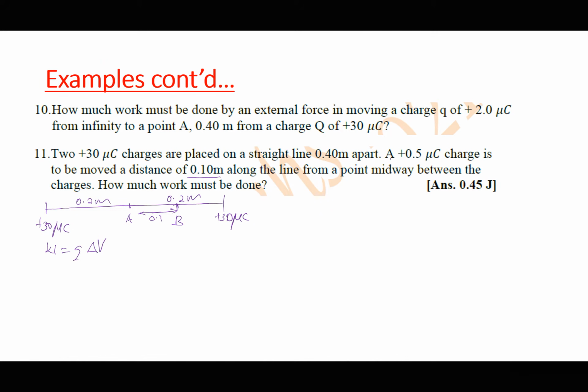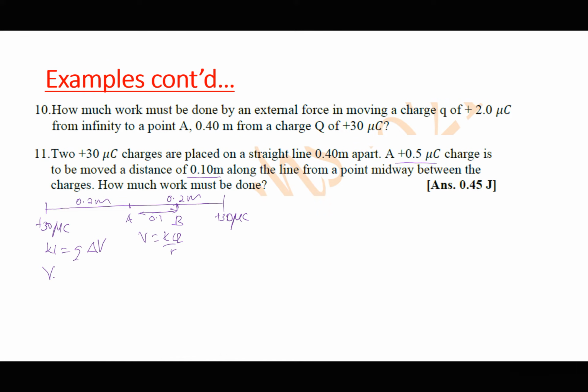The charge we are moving is plus 0.5 microcoulombs. All we need is the change in potential. To find the change in potential, remember potential is KQ over R. So we shall need potential at A and potential at B. I'm very certain that potential at A, the midpoint, is simply twice the potential due to one charge.